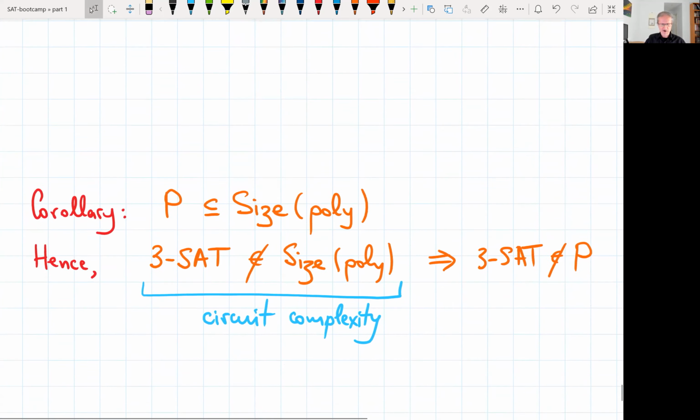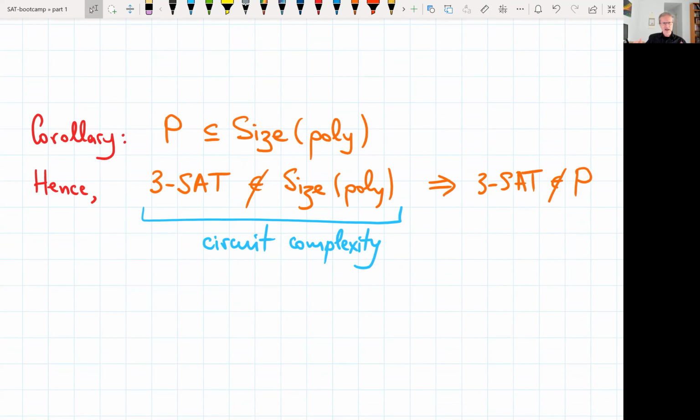Okay, so to summarize, what we've shown is that time T computation can be simulated by size T log T circuits. In particular, as a corollary, we get that polynomial time can be simulated by polynomial size circuits. What does it mean? It means that if we can show that problem 3SAT does not have polynomial size circuits, namely 3SAT cannot be done by polynomial size Boolean circuits, then obviously 3SAT cannot be done by polynomial time algorithms. So the circuit lower bound is much stronger than just showing that 3SAT is not in polynomial time.